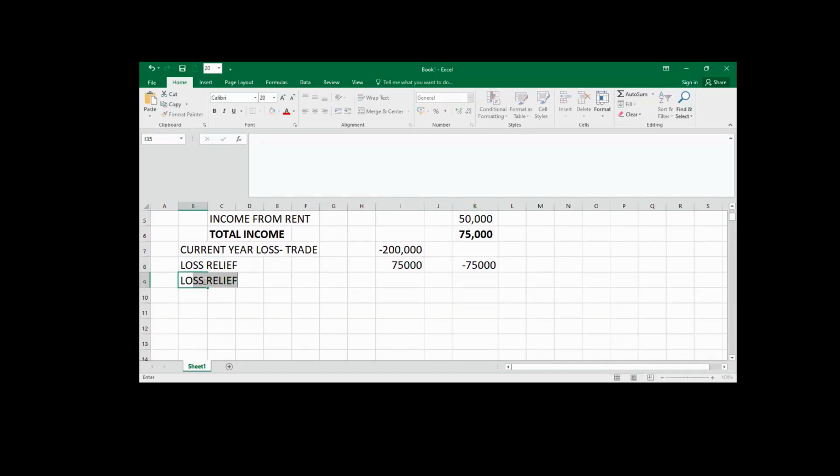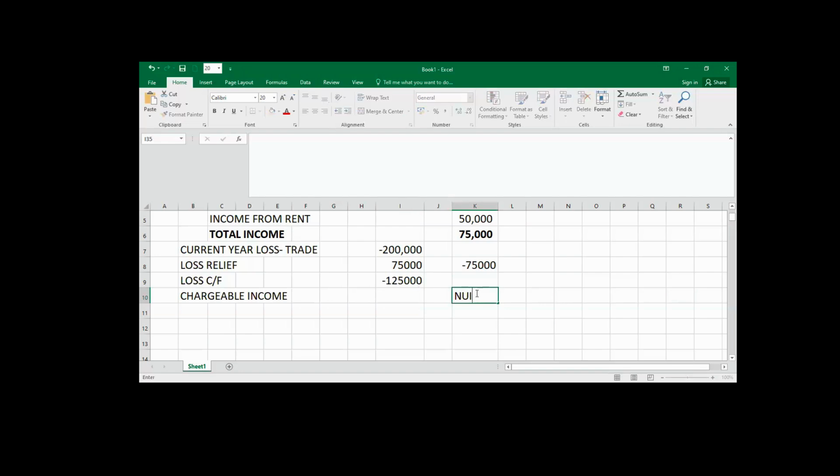So the balance will be carried forward. Loss carried forward, which is 200,000 minus 75,000. That will give us 125,000. So the loss that will be carried forward will be 125,000. So his chargeable income now will be nil.